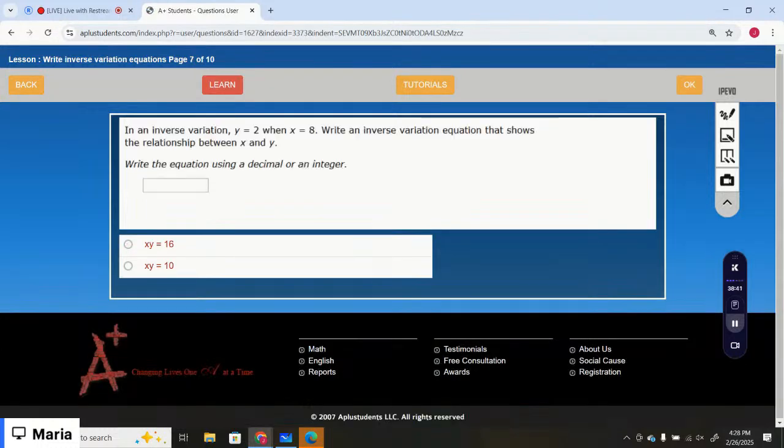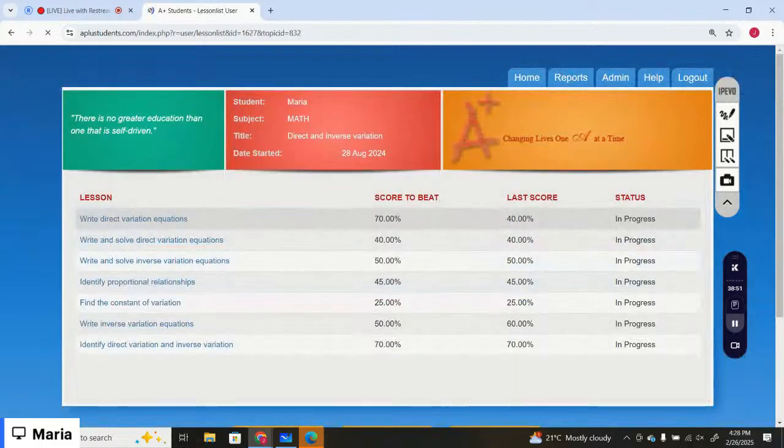Okay, you can complete the lesson by yourself later today. Let's move on to the next lesson. The next lesson is identify direct and inverse variations.